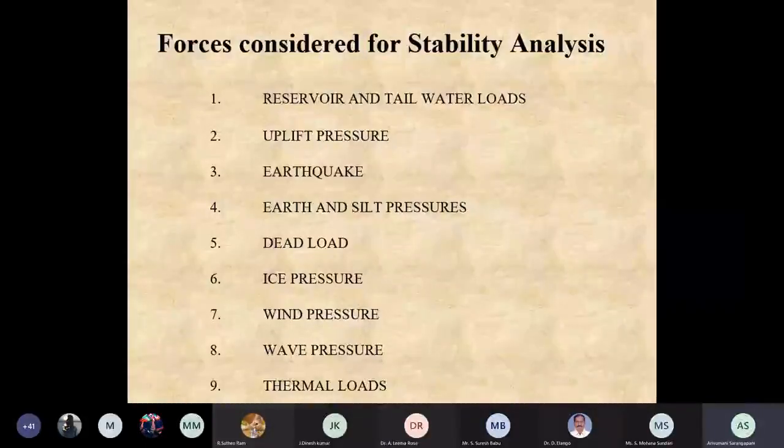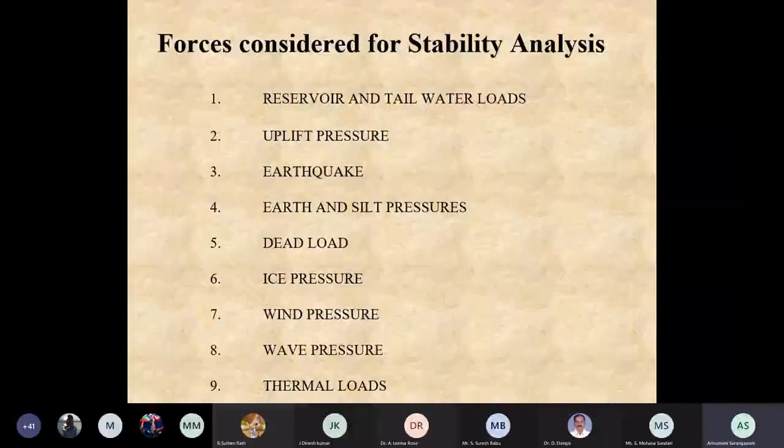Earthquake. Then earth and silt pressure, since there may be silt deposit at the dam, so that pressure also needs to be taken. Dead load of the dam. Ice pressure if it is available, and then wind pressure. Wind pressure will not majorly affect your dam, but it will affect the wave action of the water, as well as the superstructure, like the control room and other things above the dam.